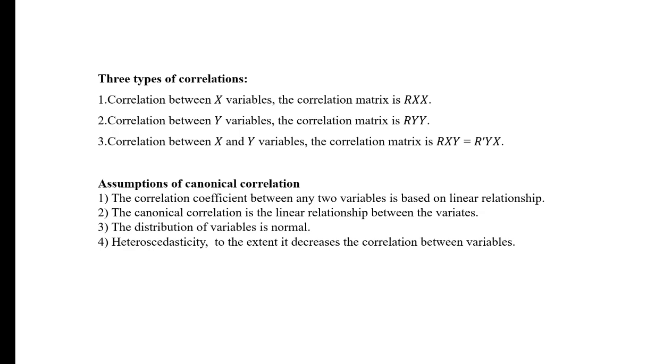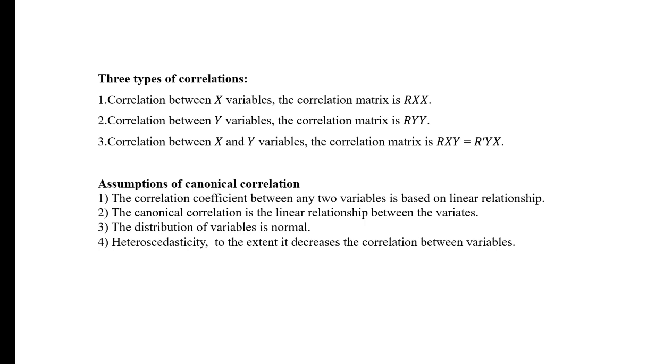Here we can see three types of correlations. Correlation between X variables, the correlation matrix is RXX. Correlation between Y variables, the correlation matrix is RYY. Correlation between X and Y, the correlation matrix is RXY equals R prime YX.